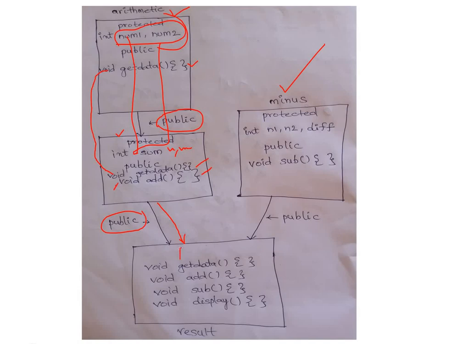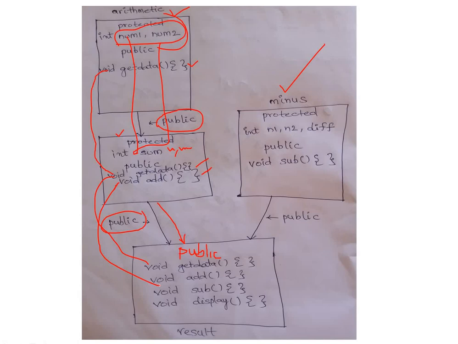Public. This is what? Public. Here the access specifier is public. Sorry for the interruption. Public, right. When the visibility mode is public, the public members of the base class become public members in the derived class. So void get data becomes a public member. Void add, the member function, becomes a public member in the derived class.